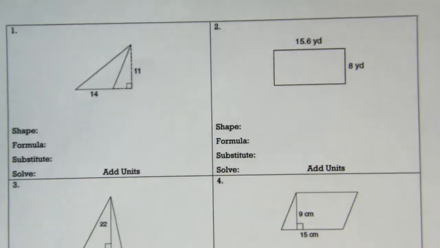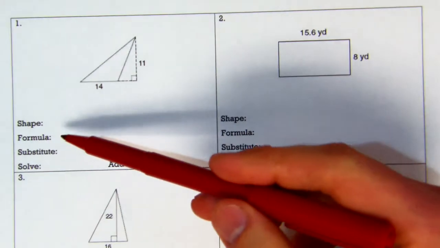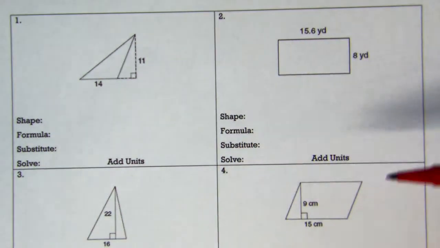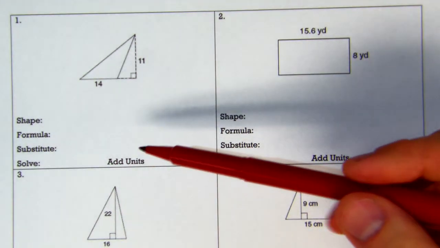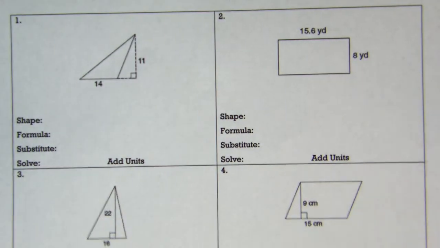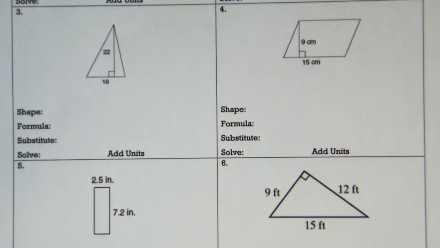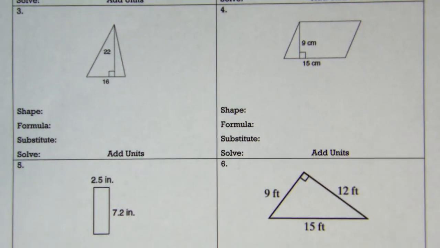Alright, so now for the U try part. You guys have 6 different problems to go ahead and do. Notice on each of these that I do want to make sure you name the shape. I also want to make sure you write down your formula. If you can't remember the formula, look back in your notes that we just took on the correct formula to use, substitute it, and then solve and add the units. So you guys have some triangles, some parallelograms, and some rectangles to go ahead and do. So pause your video and try those.